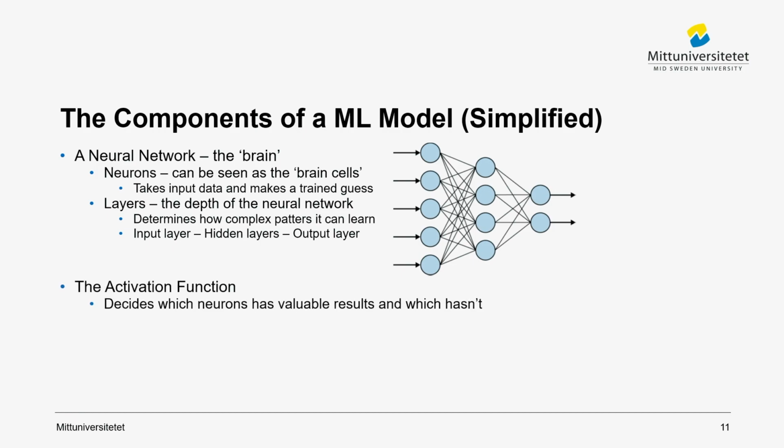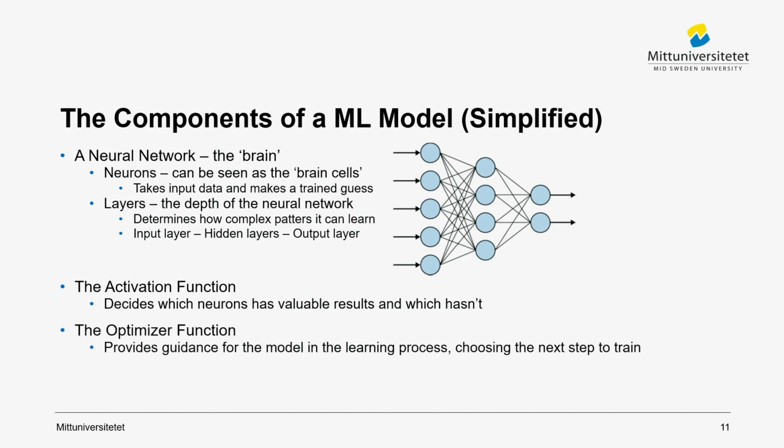Then we have a few mathematical functions that we don't really need to go into how they work, but we need to know what they do, right? So one thing that you will see in the code is the activation function. The activation function is a mathematical function that sort of decides which neurons have valuable results and which ones haven't. So we need to specify this in the code later.